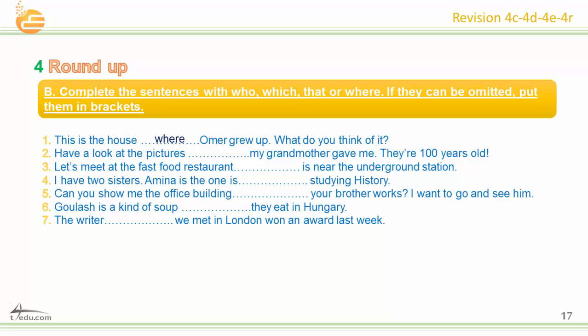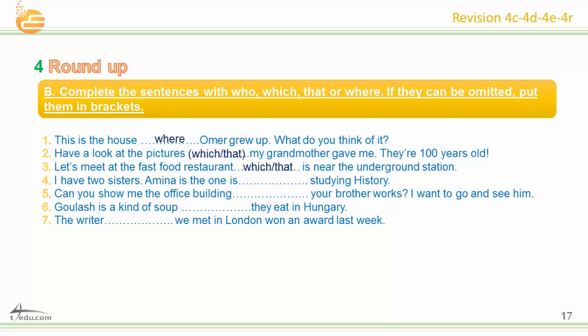This is the house where Omar grew up. What do you think of it? Number two. Have you looked at the pictures which my grandmother gave me? They are 100 years old. 3. Let's meet at the fast food restaurant, which is near the underground station.